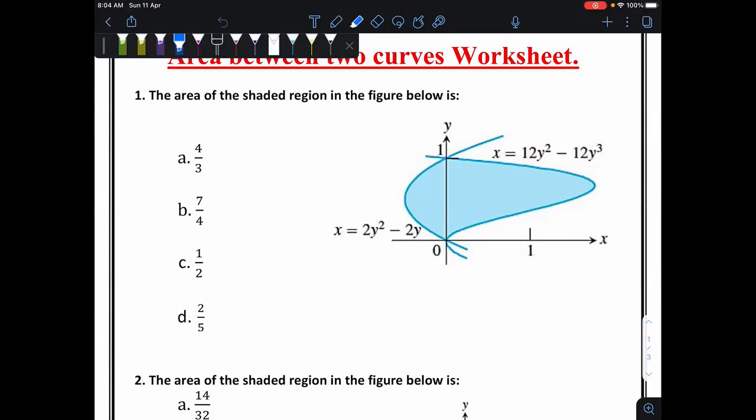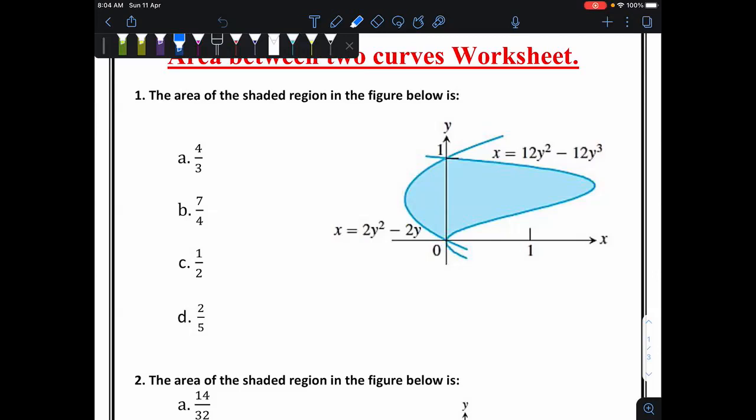It's given two curves, 12y squared minus 12y cubed and 2y squared minus 2y. I started with this topic since we already finished the volume of solids of revolution by disks and washers, which is section 5.1. Then we will revise partial fractions, then trig substitution, then integration by parts, then substitution, then logarithms and exponentials.